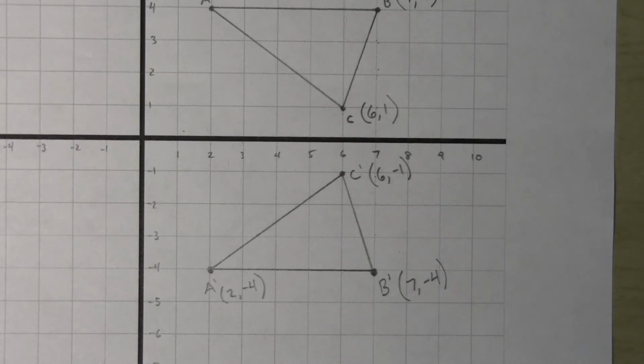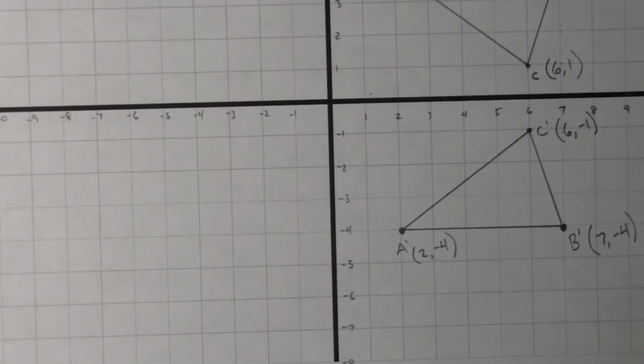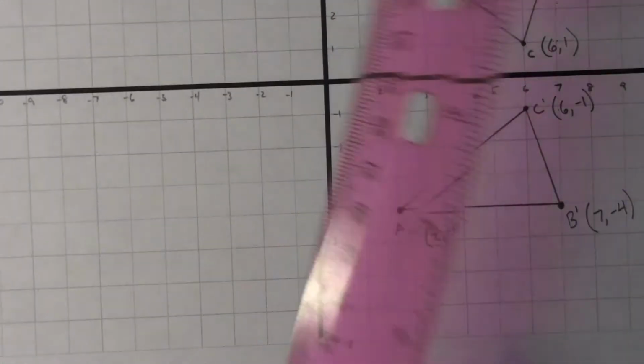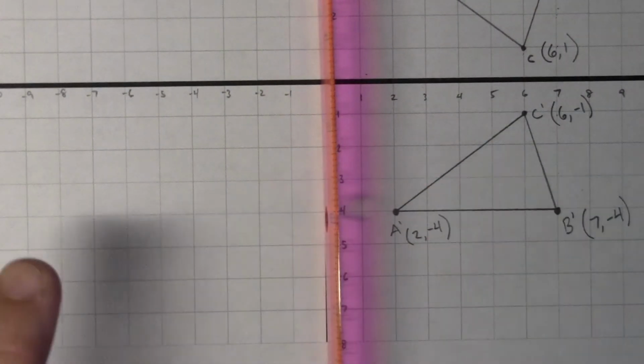Triangle ABC reflected in the x-axis. Okay, let's reflect triangle ABC that's already reflected in the y-axis. Exact same example I do in the book. So I reflected in the y-axis, meaning I'm going to use this as my reflection axis, so this image is going to end up here.